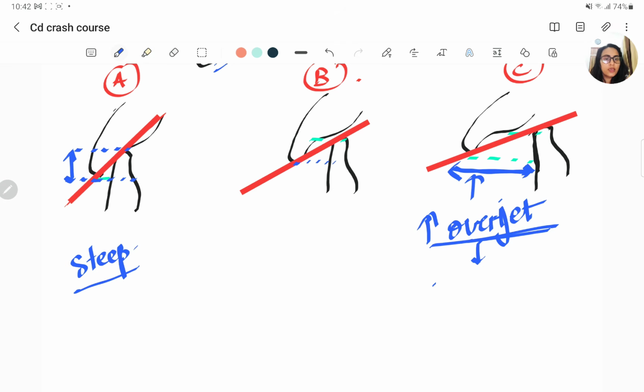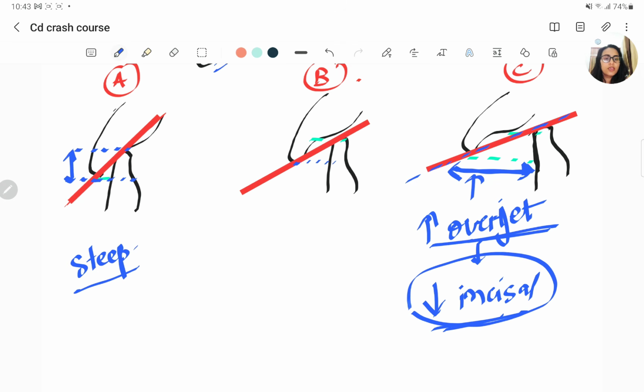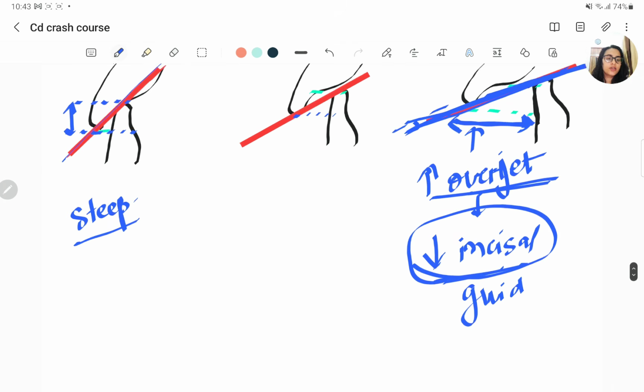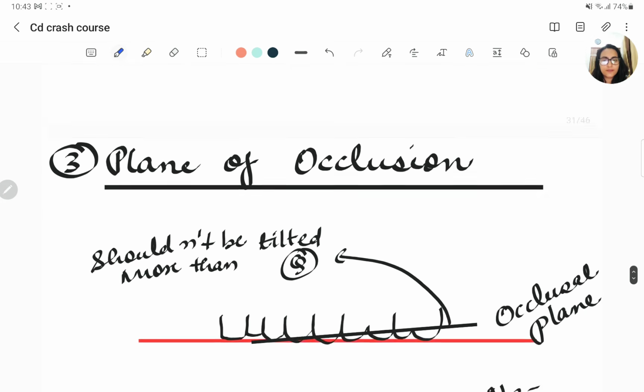there is going to be decrease in the incisal guidance. As you can see, the guidance here is lower. So if there is increase in the overjet, increase in the horizontal overlap, we have to give a shallow or flatter cusp. And there is going to be decrease in the incisal guidance. As you can see here, we have a steep incisal guidance, but in this particular diagram, we have a shallow or decreased incisal guidance. So if there is increase in the overjet, then there is decrease or shallow incisal guidance.